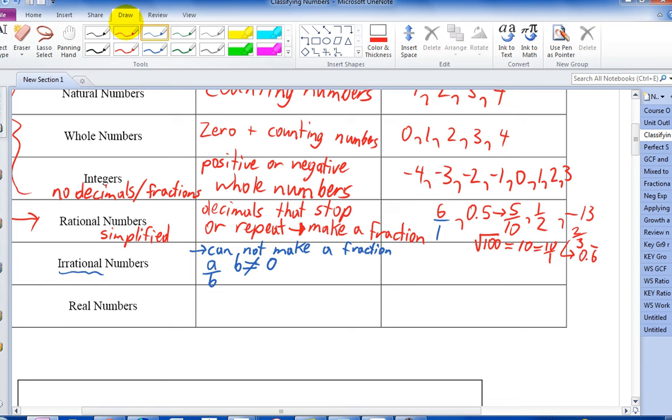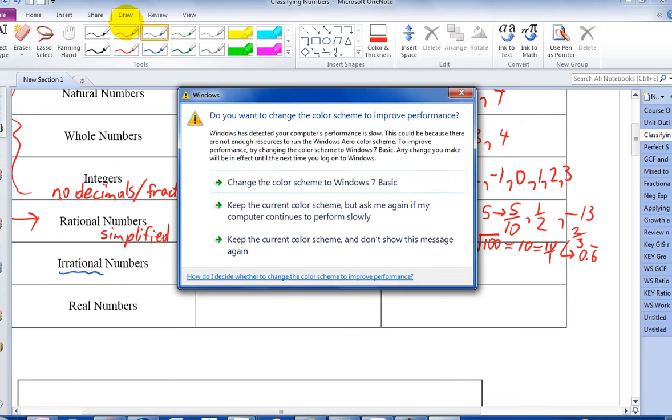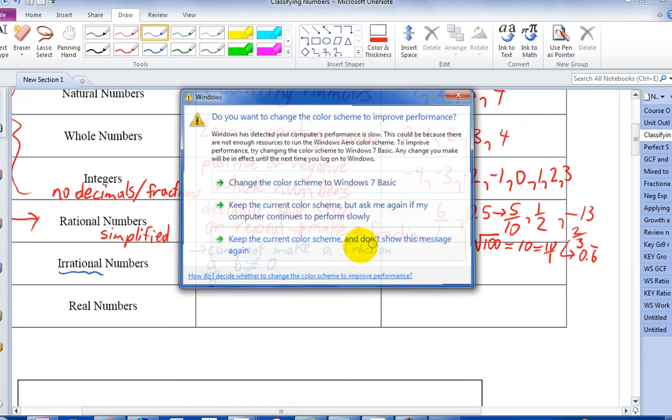Okay, next. Some irrational numbers. Oh, I don't know. What am I supposed to do here? Yeah, whatever. Don't show this message again.